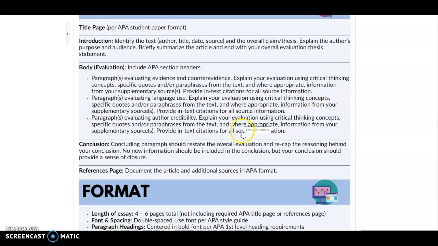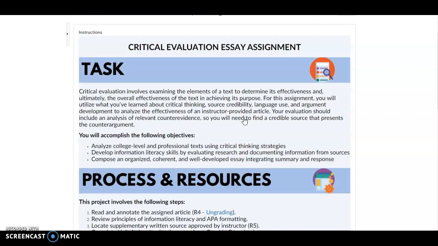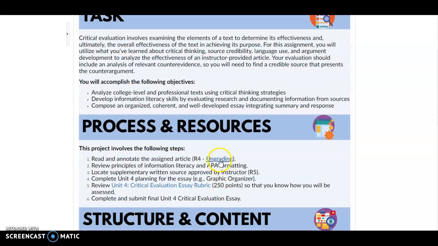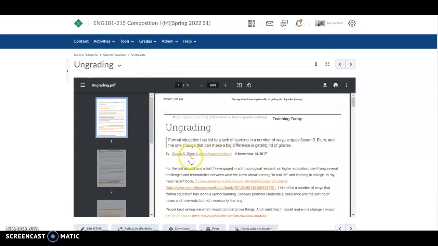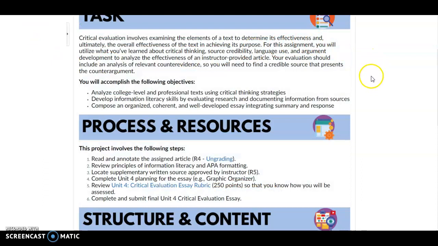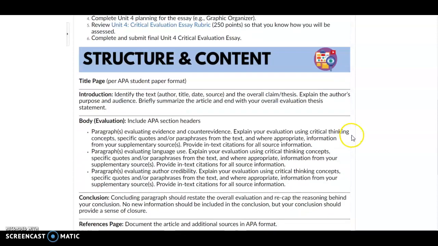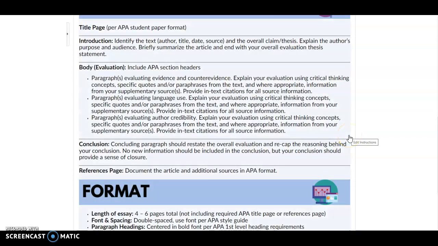In this article, which is going to be R4, by the way, you're going to be using Reading 4, which this particular semester that I'm recording, the article is called Ungrading by Susan Bloom. But if you're watching this video in a different semester, you may have a different reading. The idea is that you're going to evaluate Reading 4 to determine whether or not it is effective. We're going to do that by breaking the argument down into component parts, and you're going to be evaluating the evidence and counter-evidence. You're going to be evaluating the author's language use, and you're going to be evaluating the author and the source credibility.